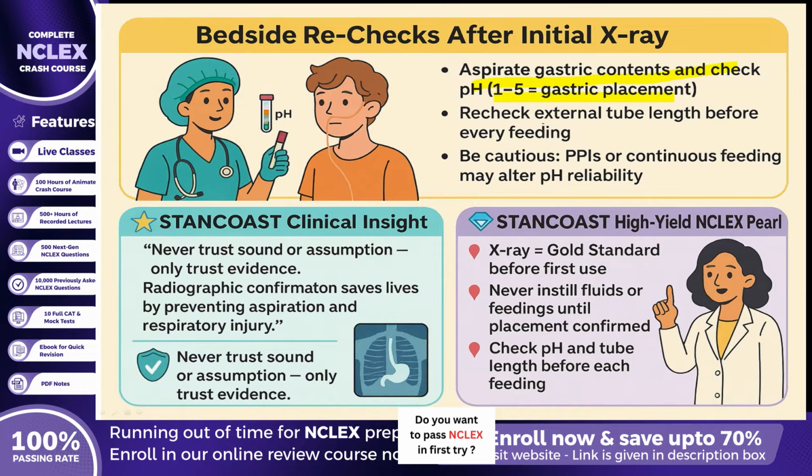Importantly, before each subsequent use of the nasogastric tube following the initial X-ray verification, the nurse should reconfirm placement by rechecking the tube's external length and aspirating gastric contents for pH testing. These practices ensure ongoing safety and early detection of accidental tube migration.